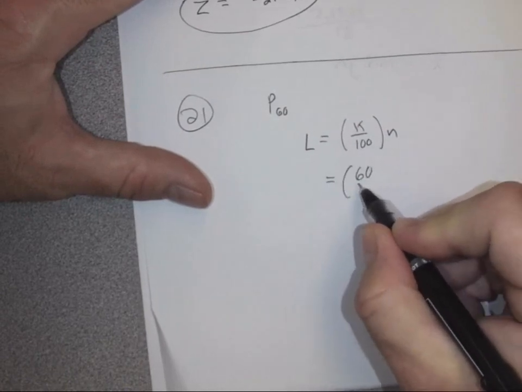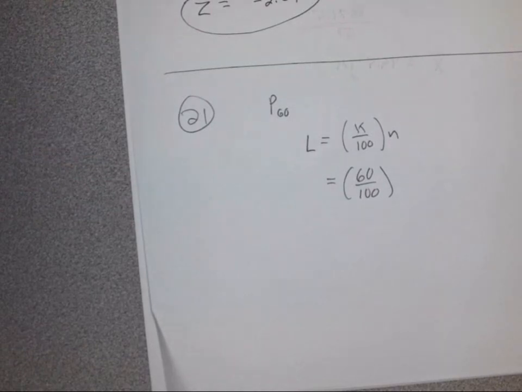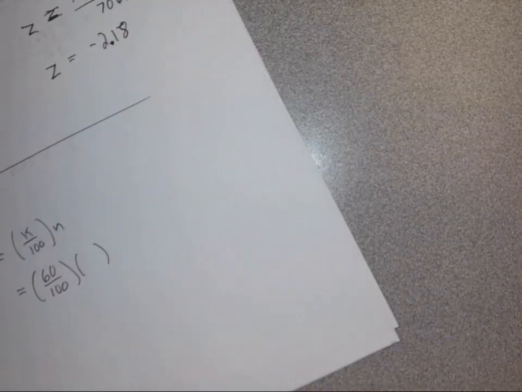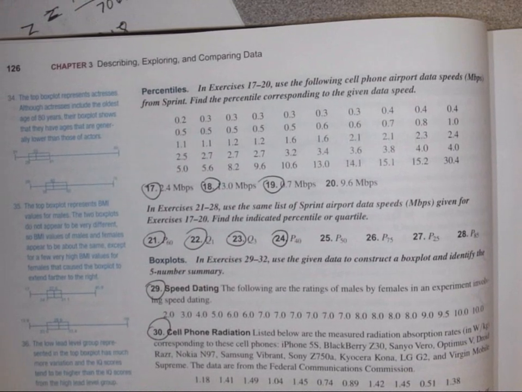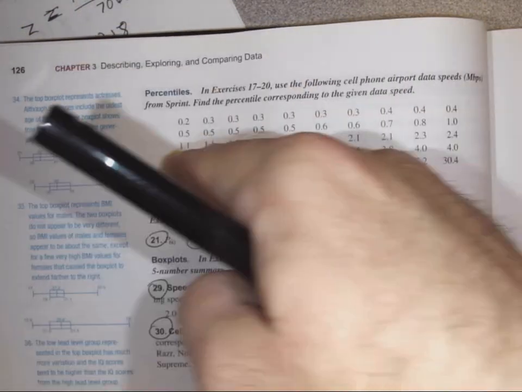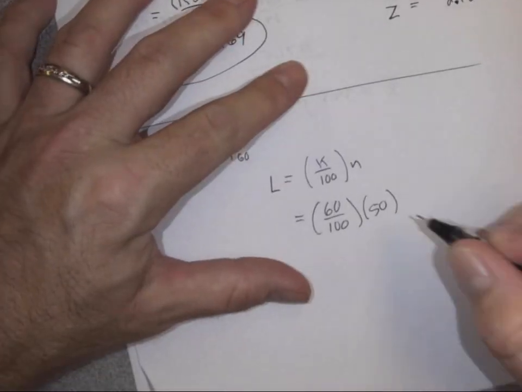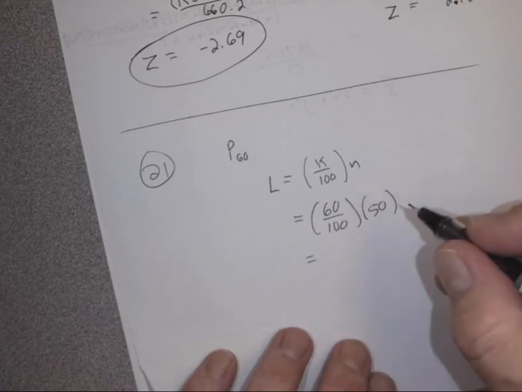So P60 means K is what? 60. So this is 60 over 100. So really that right there is 60%. That's what that part means. If you're looking for the 60th percentile, you better have a 60% there, and that's what that shows. But I want 60% of how many values? There are 50 values here, right? So I want to go 60% of 50 values. I'm trying to get 60% of the way through this chart. So 0.6 times 50 should be 30 on the nose, yep, 30.